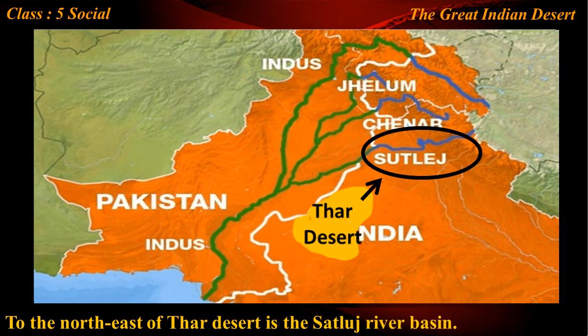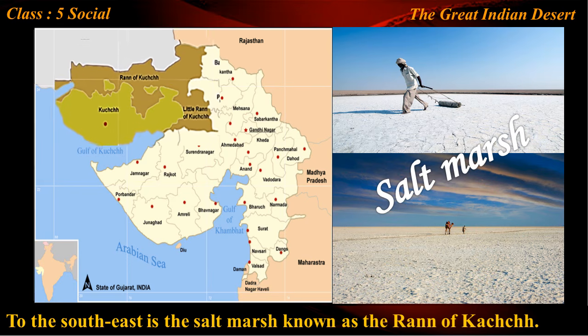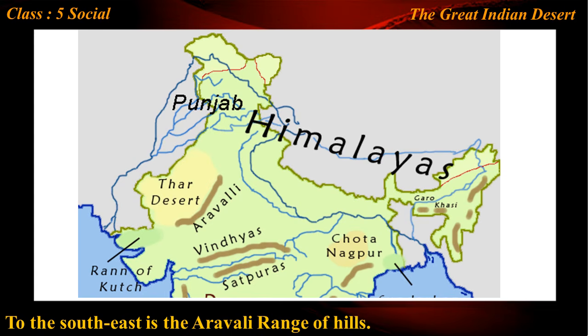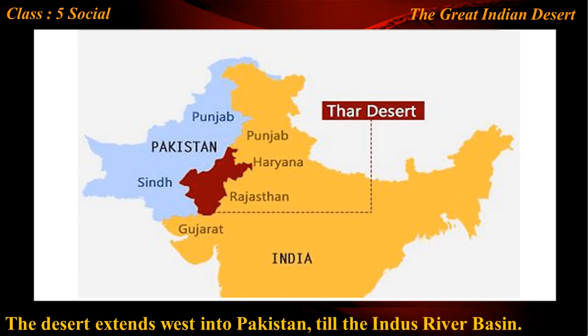To the northeast of the Thar Desert is the Satluj River basin. To the southwest is the salt marsh, known as the Rann of Kutch. To the southeast is the Aravalli range of hills. The desert extends west into Pakistan till the Indus River basin.